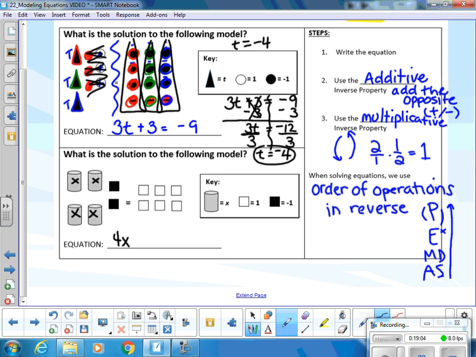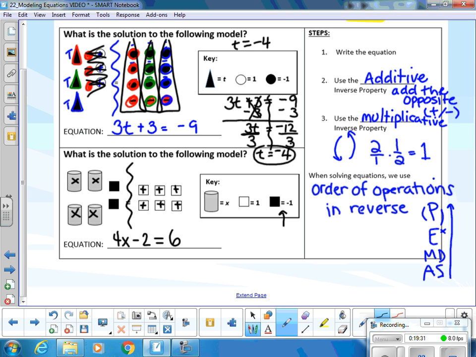If we look here, we have 2 black squares, and if I come over to my key, each black square is a -1. So that's -1, -2. So I'm going to write that as -2. And on my other side, if we divide our equation, got my equal sign, I have 1, 2, 3, 4, 5, 6. I have 6, and those are positive.